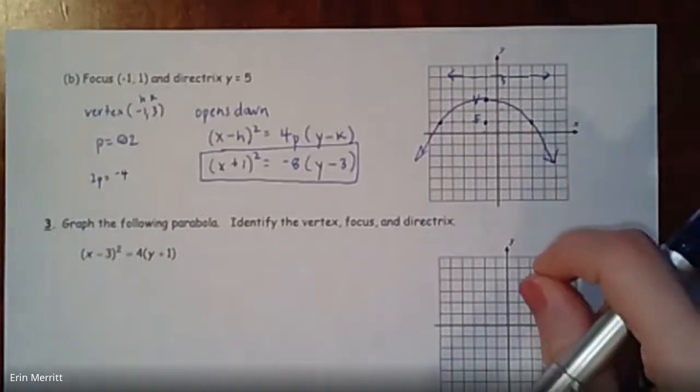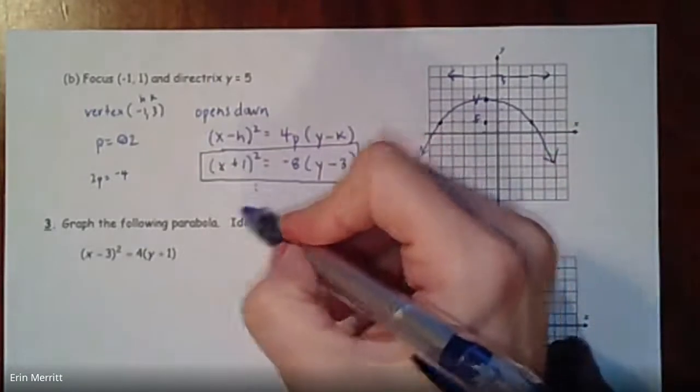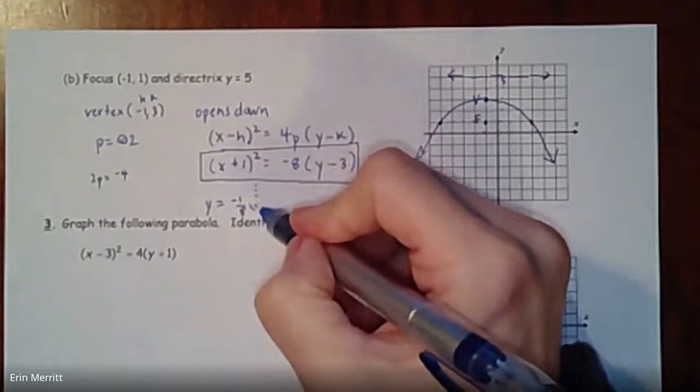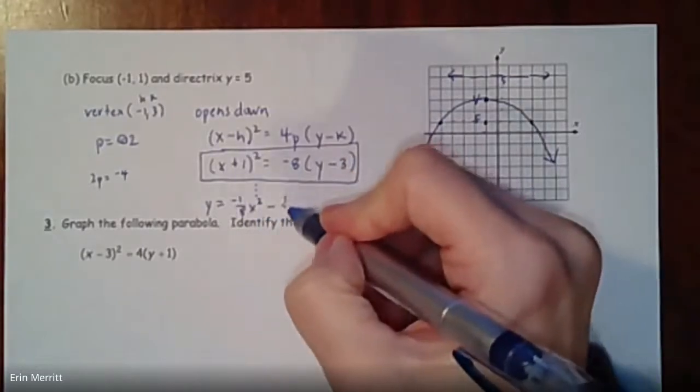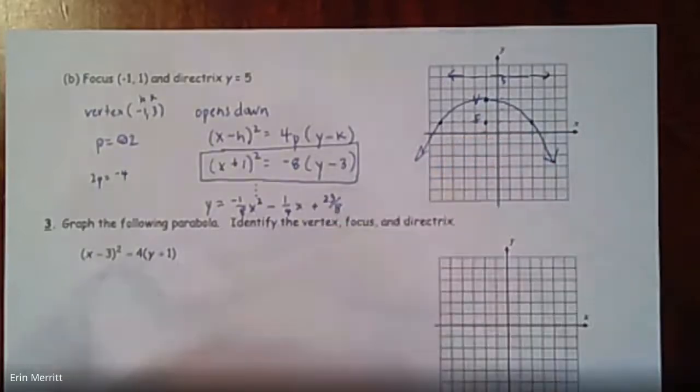There I have it. If you want to try to challenge yourself and solve this and get it into standard form, it should read at the end as y equals -1/8 x squared minus 1/4 x plus 23/8.